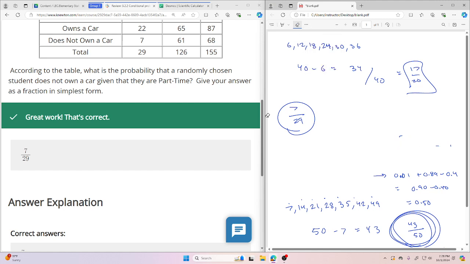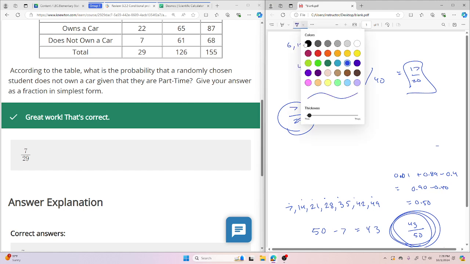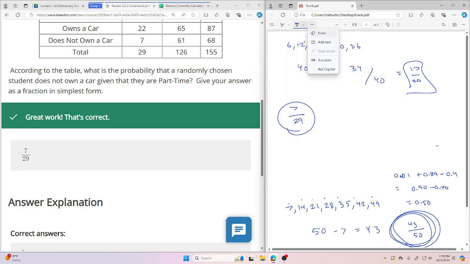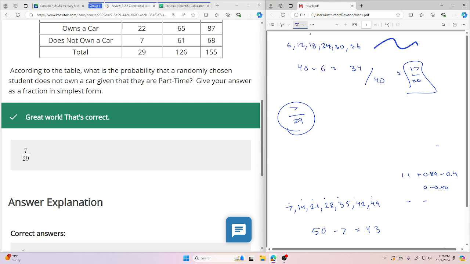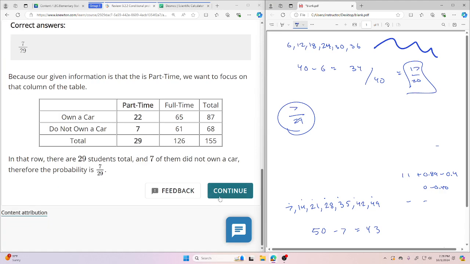I'm just getting some of this stuff out of the way here. Is there a way to make this bigger? Erase. I mean, I can make this bigger. Does that make my eraser bigger? No. But it makes this bigger. Okay.